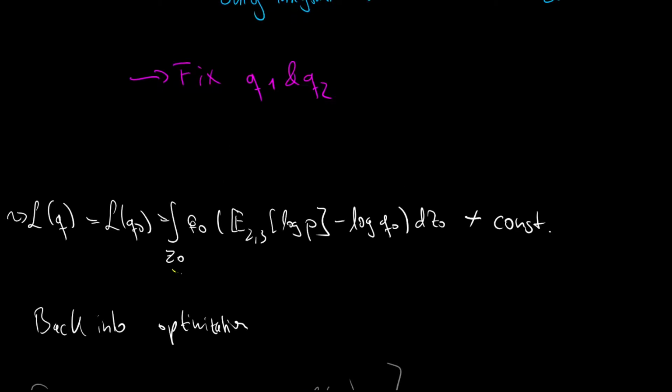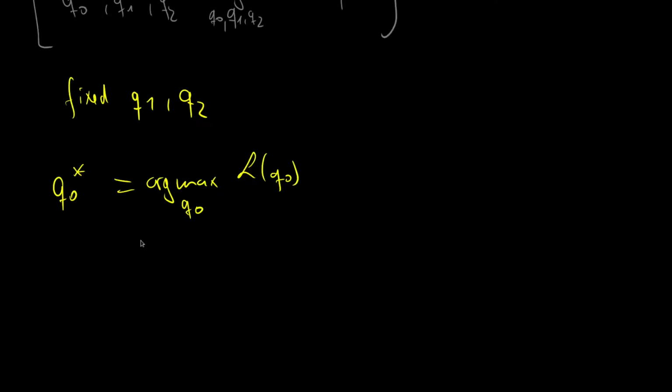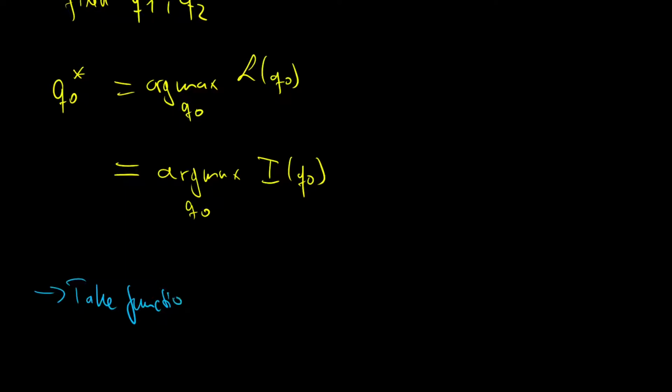Let me also call this a functional, and I will call this I of Q0, because it's a functional: it takes a function and it outputs a scalar. We can just ignore the constant term here and say that that is equal to the arg max over all Q0s of our functional over Q0. How do we maximize a functional? We take the functional derivative and set it to 0. So that's what we will be doing.